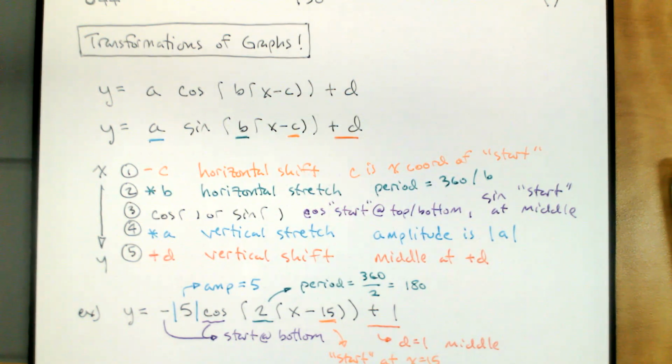Another way to think about it is we want to make that x minus c. What makes that 0? If there's a minus 15 sitting there, x equals 15 makes that 0. So that's another way to think of the start. What makes the x minus c equal to 0? Any questions?